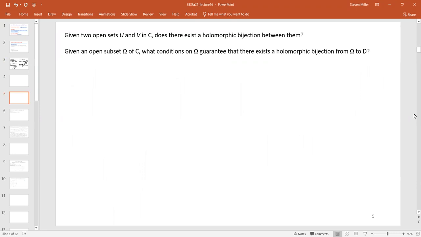So what is the main idea that we're going to study today? We want to try to understand when sets are equivalent. Well, equivalent how? For us, we want to say that there is a holomorphic bijection. So holomorphic means that the function has to be holomorphic or analytic, because they're the same for us in complex analysis. And a bijection means the map is one-to-one and onto, or injective, surjective, whichever words you want to use. It's always nice when you have multiple ways of phrasing the same thing.